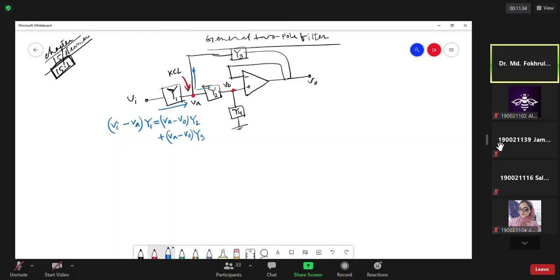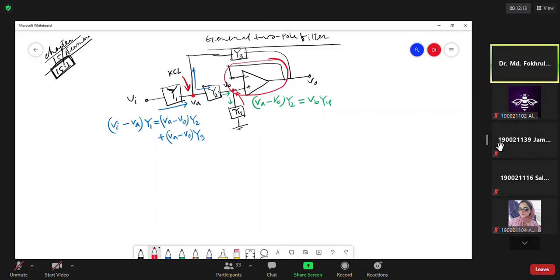And then if we apply another KCL here, the incoming current to this node is (VA minus VB) multiplied by Y2, and the outgoing current is VB times Y4. And this is the voltage follower.